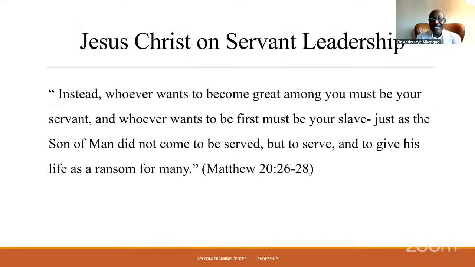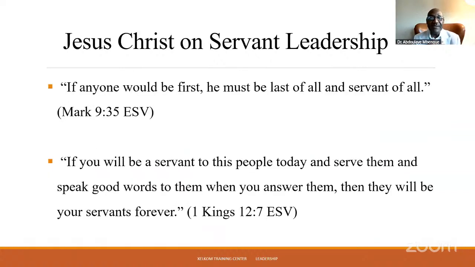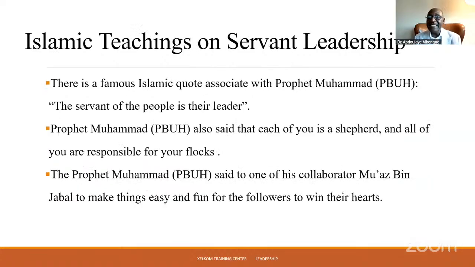And just to go back, Christ said this: whoever wants to become great among you must be your servant, and whoever wants to be the first must be your slave, just as the Son of Man did not come to be served, but to serve and to give his life as ransom for many. In Islamic teaching, the Prophet Muhammad always said, Sayyid al-Qawm Khadimuhum, the servant of the people is their leader.